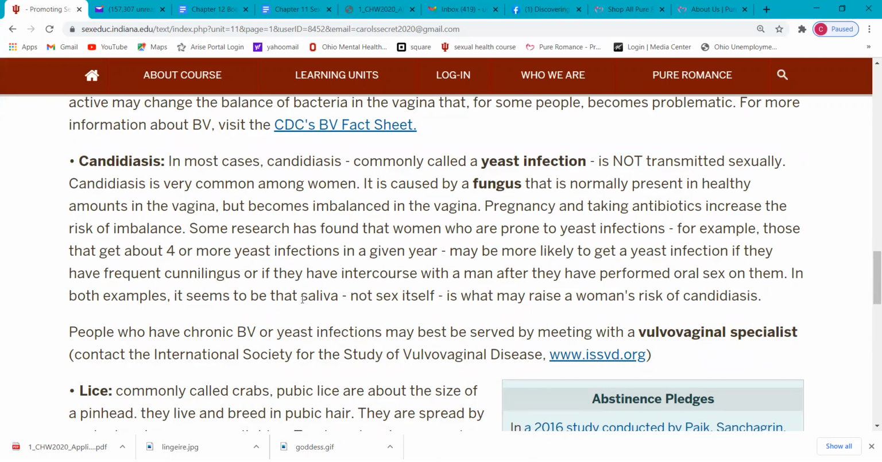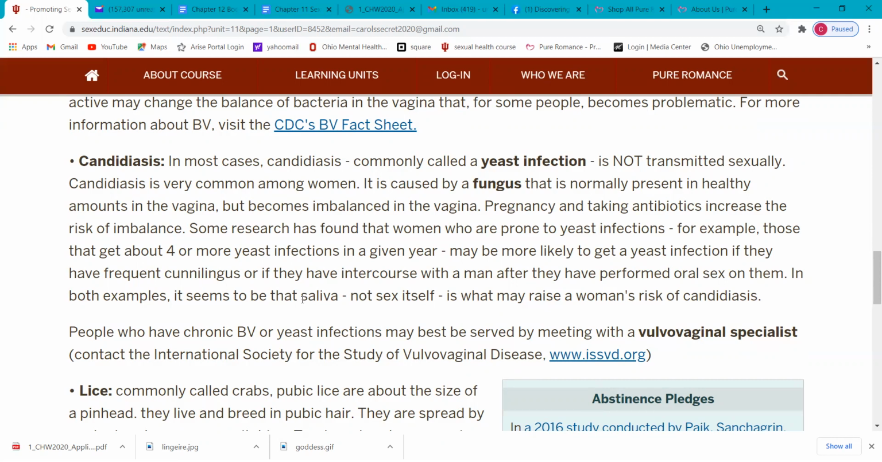Some research has found that women who are prone to yeast infections, for example, those that get about four or more yeast infections in a given year, may be more likely to get a yeast infection if they have frequent cunnilingus, or if they have intercourse with a man after they have performed oral sex on them. So in both examples, it seems that the saliva, not sex itself, is what may raise a woman's risk of Candida.